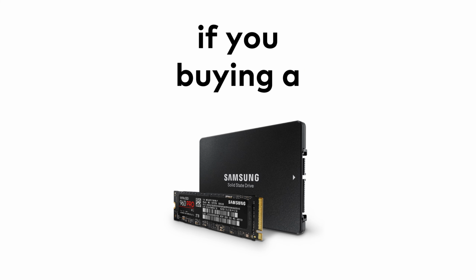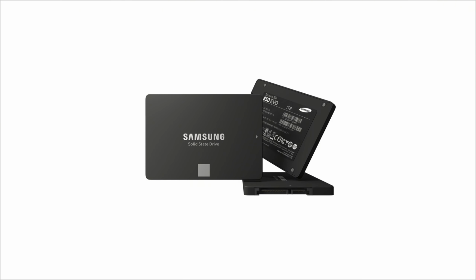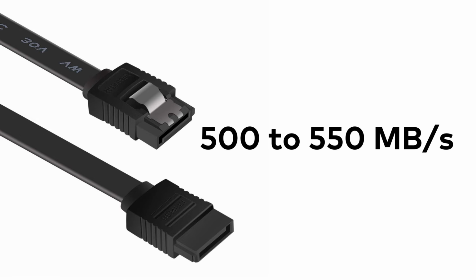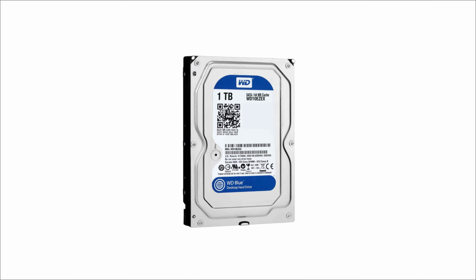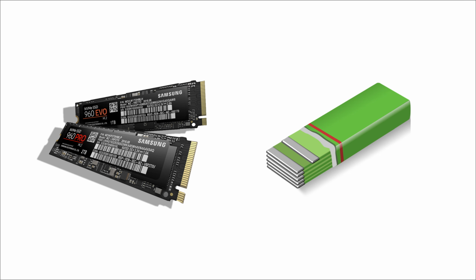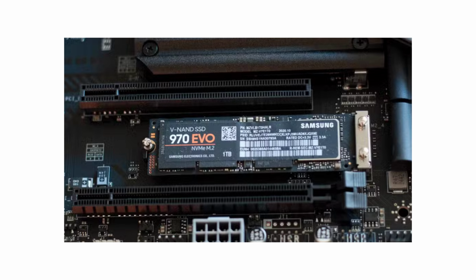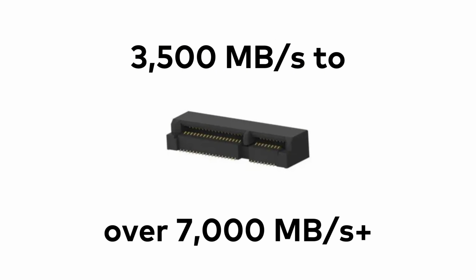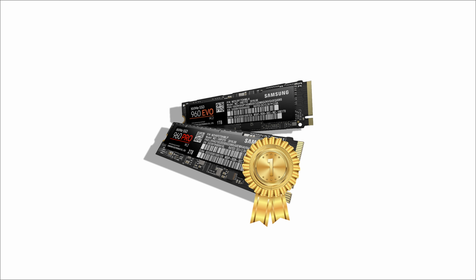If you are buying an SSD, you will see two different formats. SATA SSDs, shaped like a small deck of cards. They plug in via cables and top out at speeds around 500 to 550 megabytes per second. They are a massive upgrade over old HDDs, but are slowly phasing out for main drives. NVMe M.2 SSDs. These look like small sticks of chewing gum. They plug directly into the motherboard without any cables. They use the ultra-fast PCIe lanes to achieve speeds ranging from 3,500 megabytes per second to over 7,000 megabytes per second plus. This is the current gold standard for modern PCs.